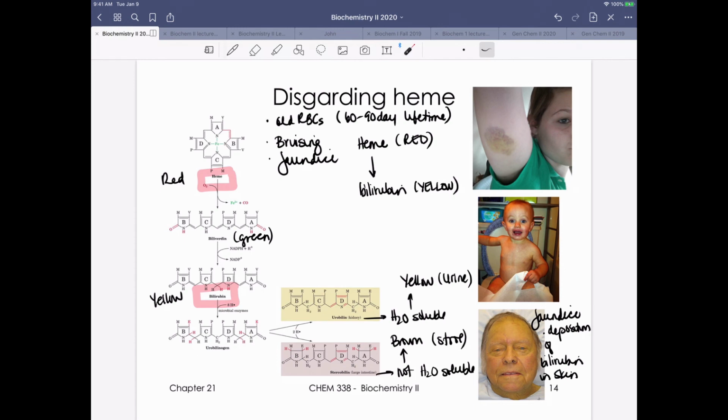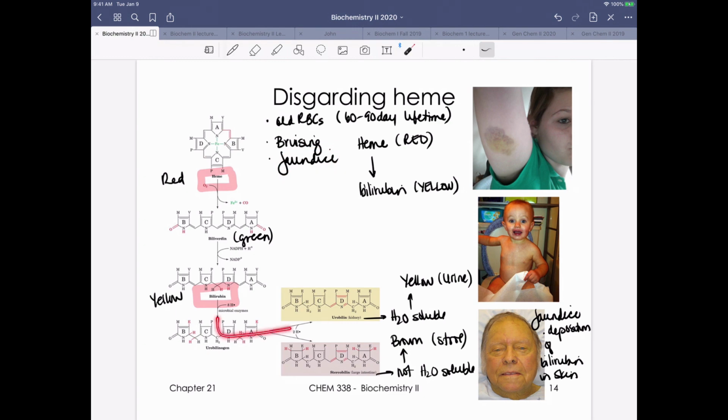And so again, whether you're maybe an infant that is not producing sufficient urine, or you're somebody who has liver dysfunction, jaundice happens when you have a deposition of excess bilirubin in your skin, and you really can see it in the whites of your eyes and so forth. So again, jaundice is a buildup of excess bilirubin in skin tissues because you're not able to excrete it.